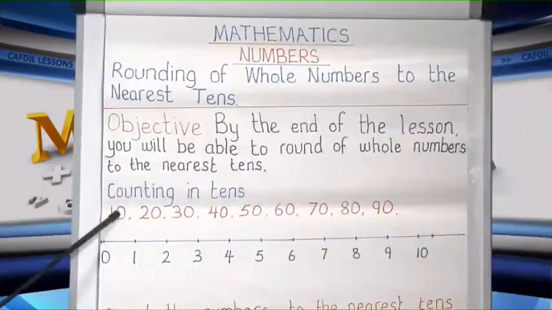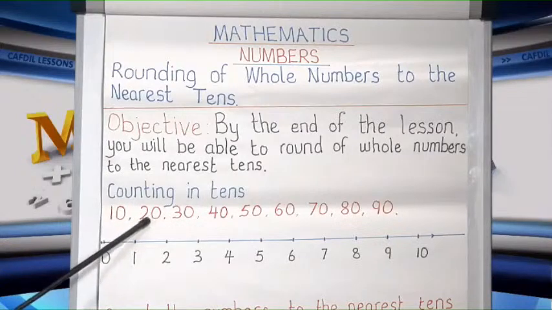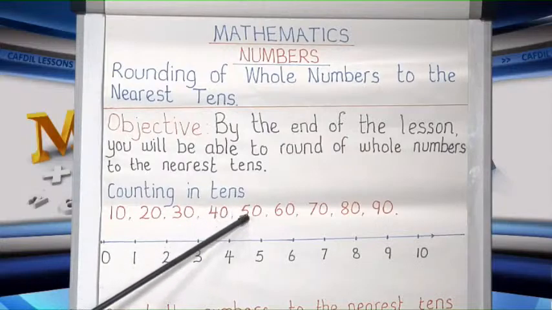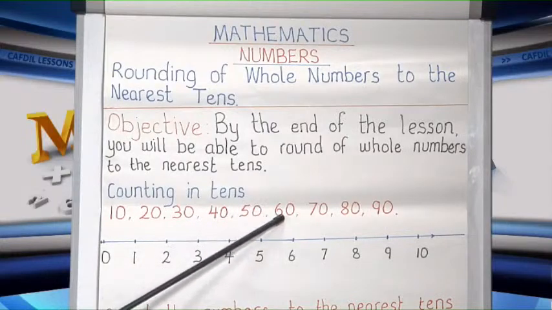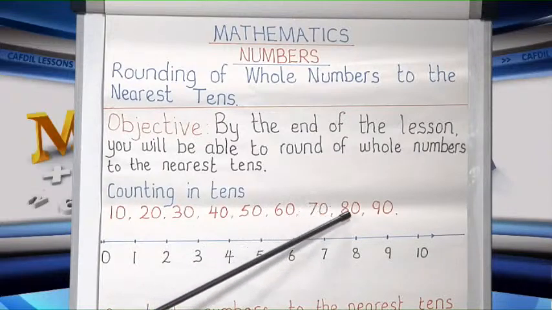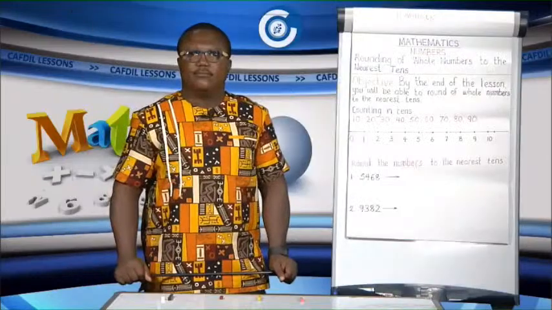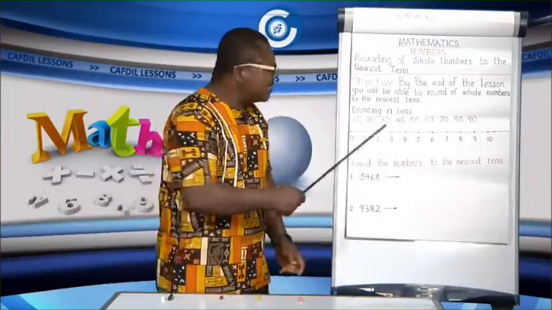We have 10, 20, 30, 40, 50, 60, 70, 80, and then 90. So when we are rounding off whole numbers to the nearest 10, the last two digit numbers are supposed to be in tens. That is, as we have done.